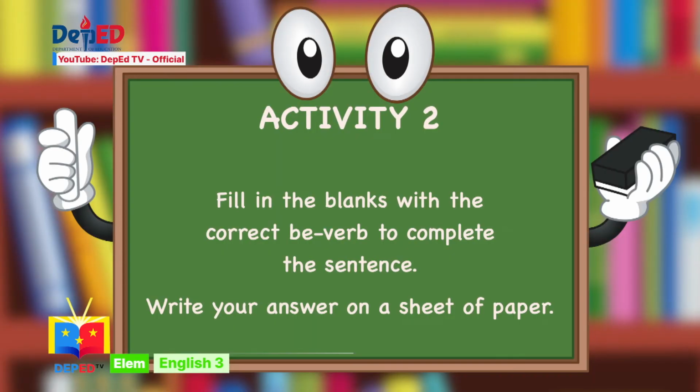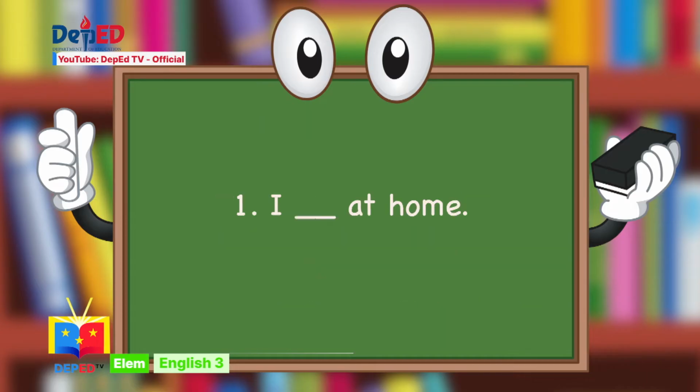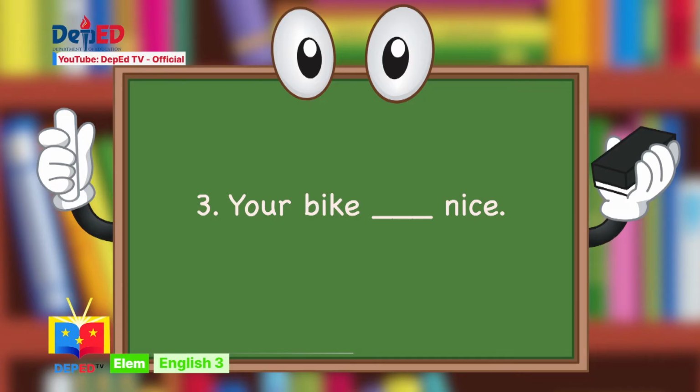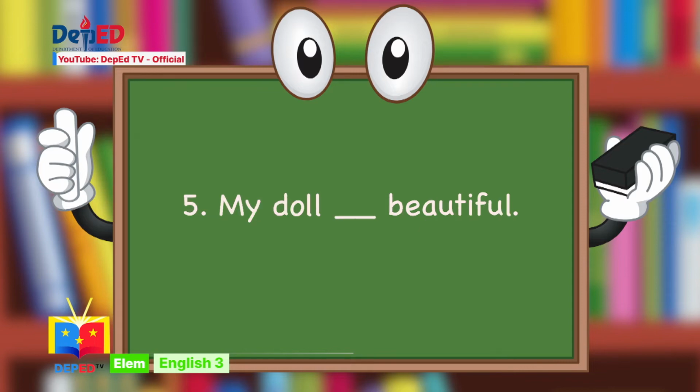Fill in the blanks with the correct be-verb to complete the sentence. Write your answer on a sheet of paper. Number 1. I blank at home. Number 2. Kate blank in the park last Sunday. Number 3. Your bike blank nice. Number 4. I blank in the garden. Number 5. My doll blank beautiful.